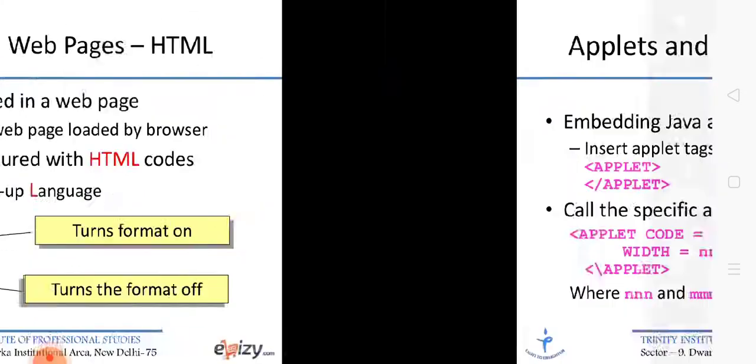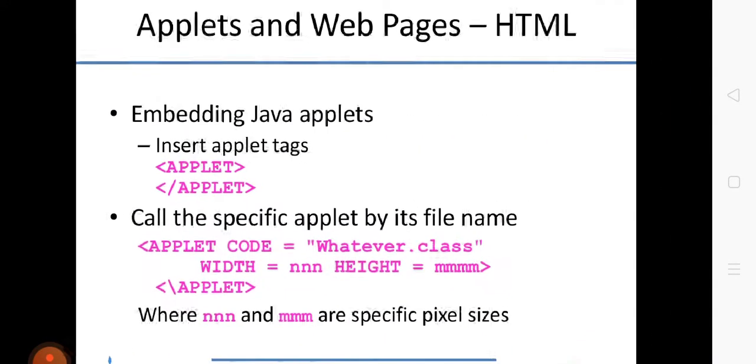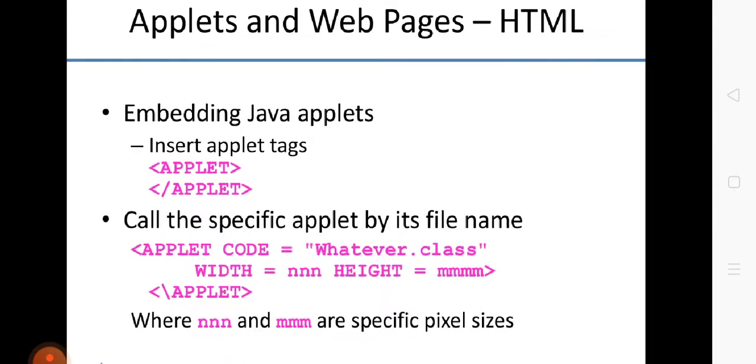Okay, so suppose here is a piece of code you can see, the code of an HTML document. If you want to put an applet in an HTML document, you will need to embed it. For embedding, you will need a tag, and that is known as the applet tag. So here you can see we will have a turn on applet tag and a turn off applet tag, and whatever our applet code will be, that will be included in these two tags, the starting and ending tags.